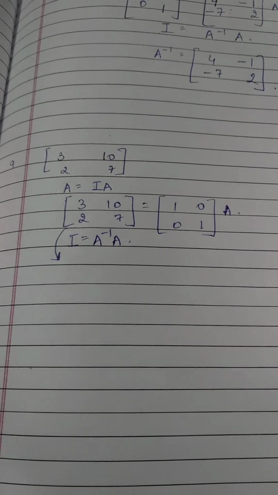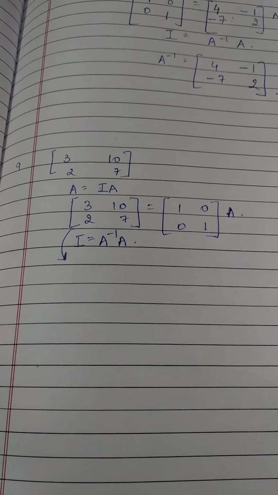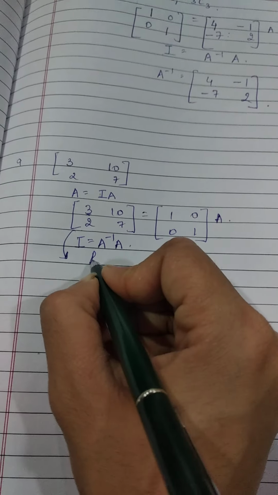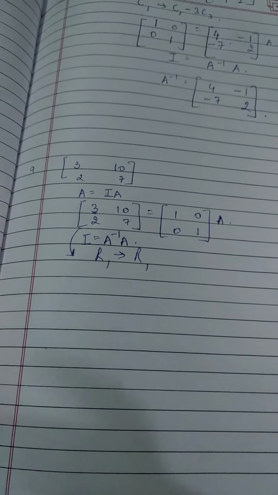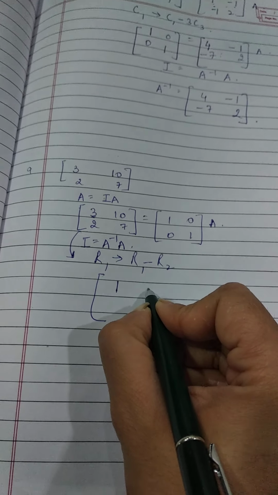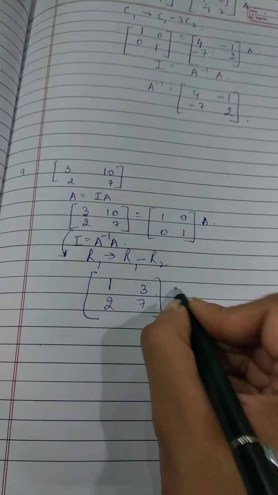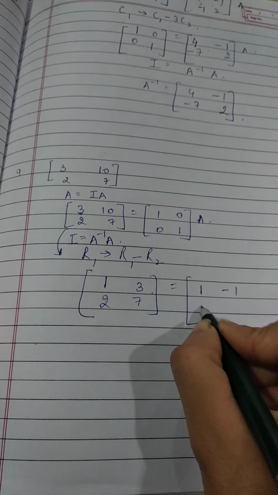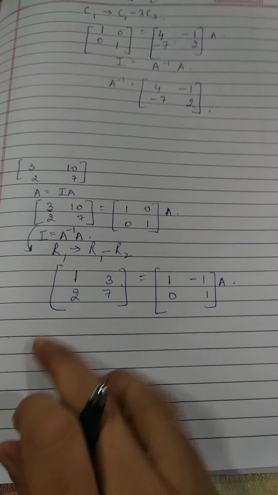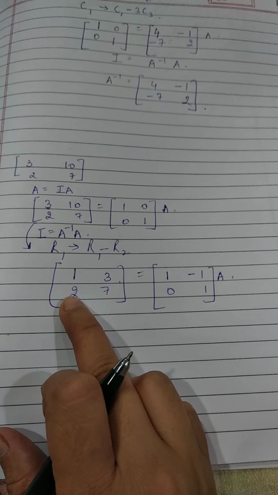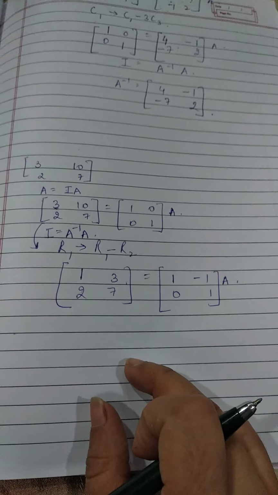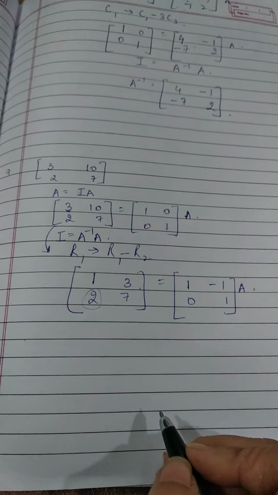And how can we do that? Let us apply the row transformation over here. So if I apply the row transformation, my very first element, that is A11, must be 1, and that is R1 is R1 minus R2. So this is 1, this is 3, this is 2 and this is 7. So we have 1 minus 1, 0 and 1, and this is A. Right? Next, we have to make it 0. Let's not go with this one because it's going to get a little complicated over here. So we will try and make this particular element 0.